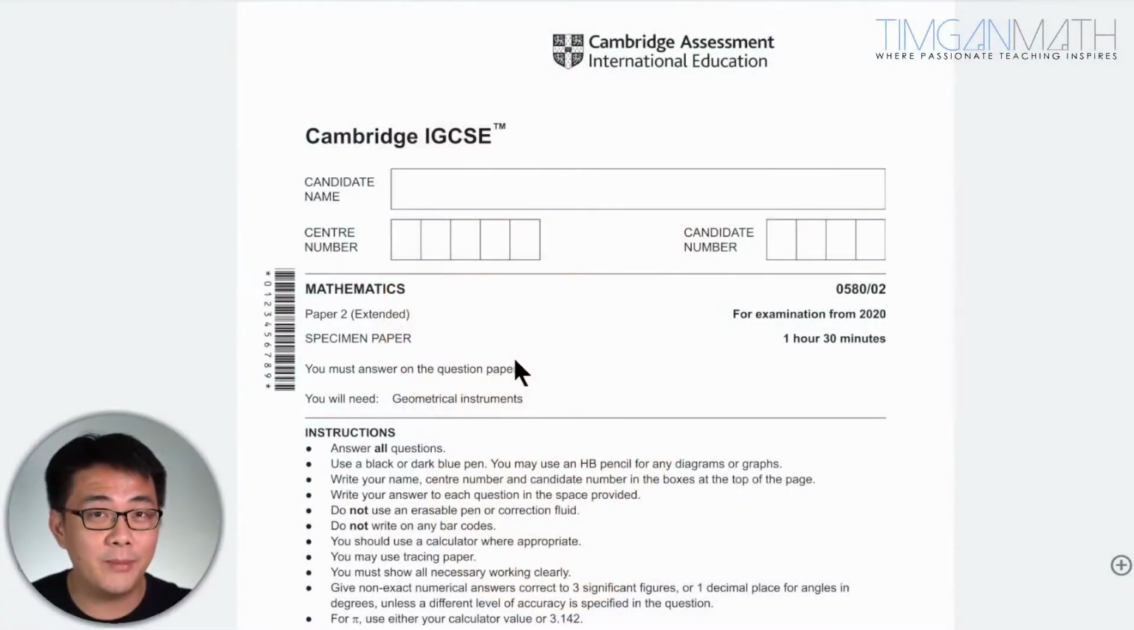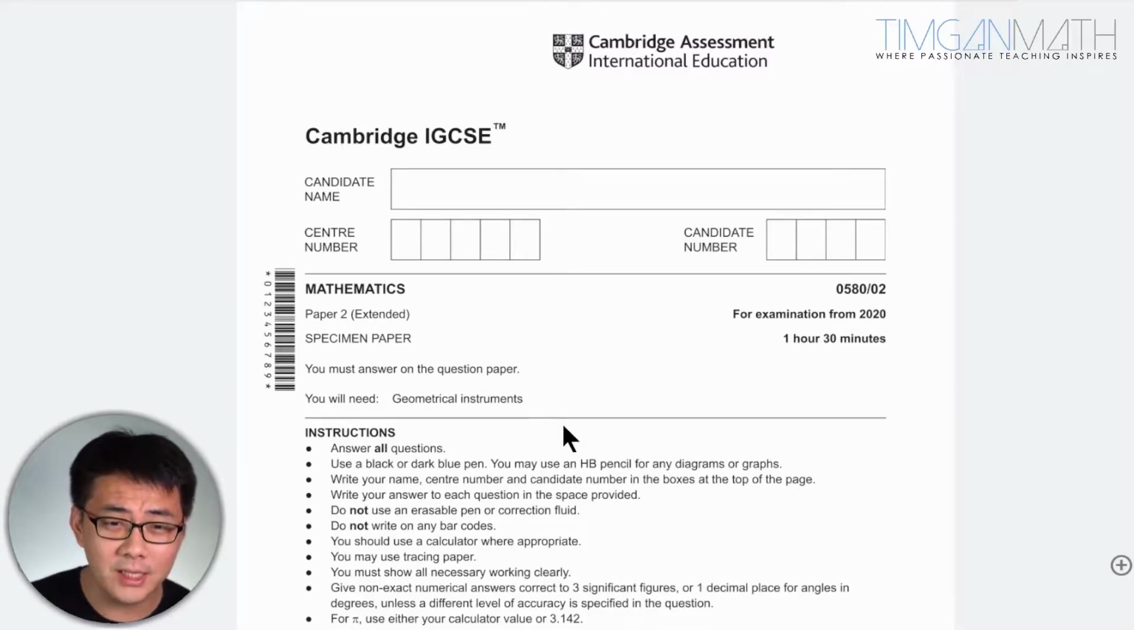I've been a Singapore mathematics teacher specializing in Singapore A-level H2 mathematics. I've been teaching maths for over 10 years. Today I'll be looking at the IGCSE specimen paper taken from the year 2020. This is a paper 2, I believe.